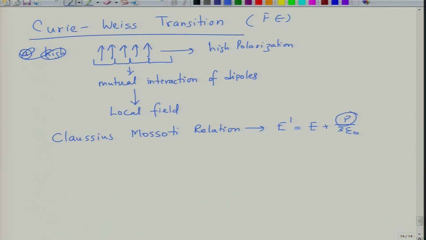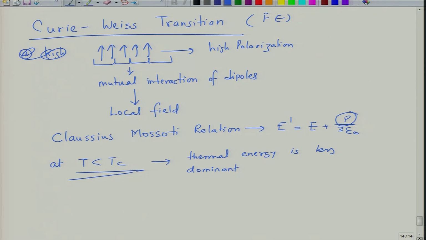So this happens only when we consider temperatures T greater than Tc, where thermal energy is less dominant, right. That is when interactions can happen. If thermal energy is dominant, it breaks the dipole interactions. As a result, it leads to dipole randomization and you will not have any dipole moment. So it happens at T less than Tc, where thermal energy is less dominant.